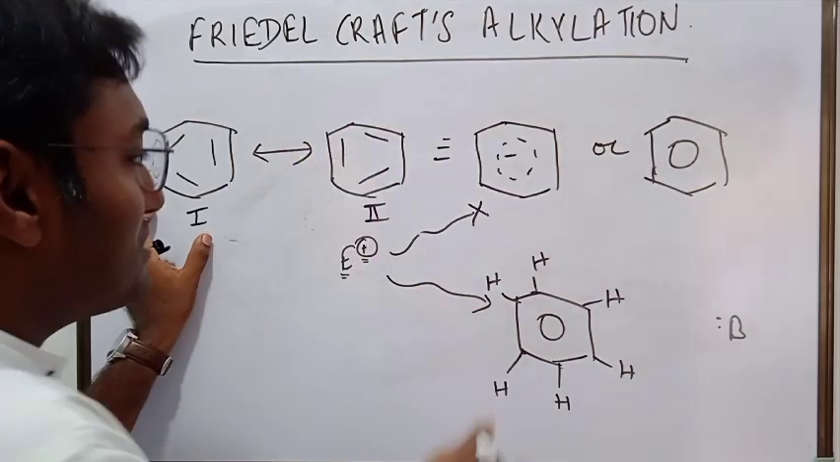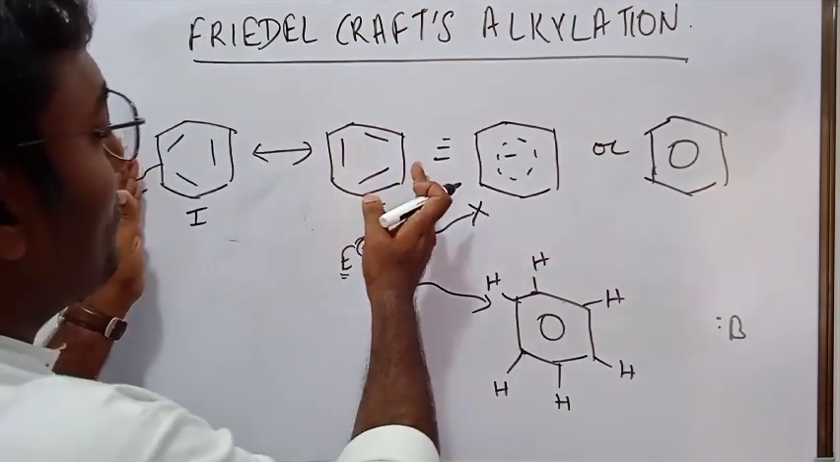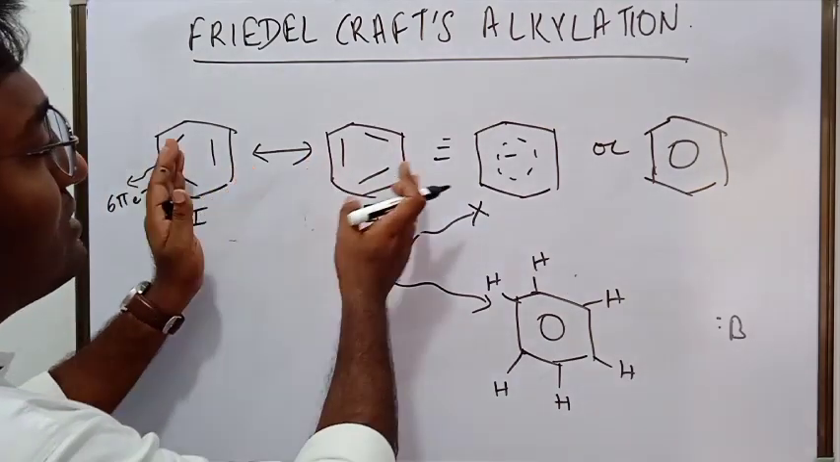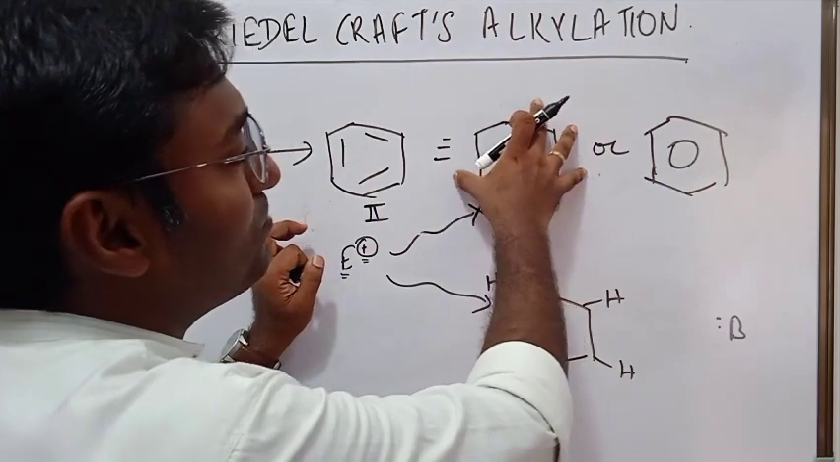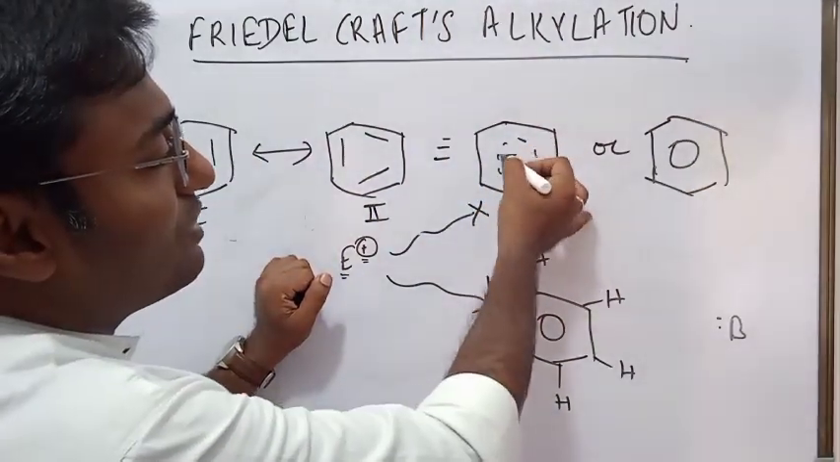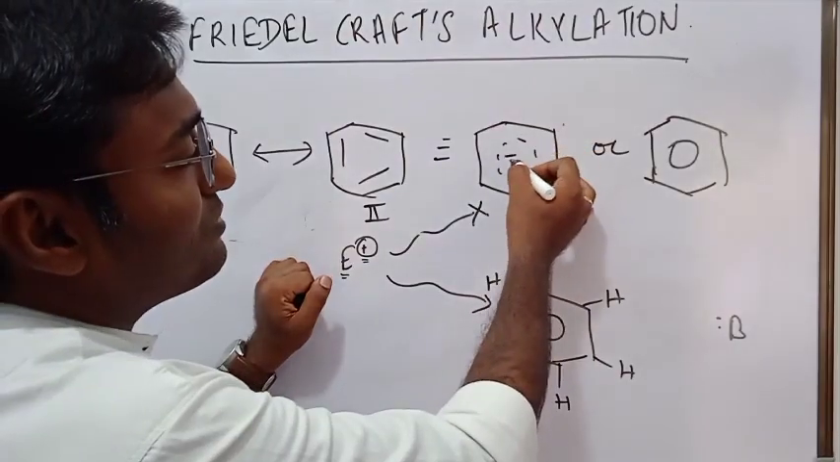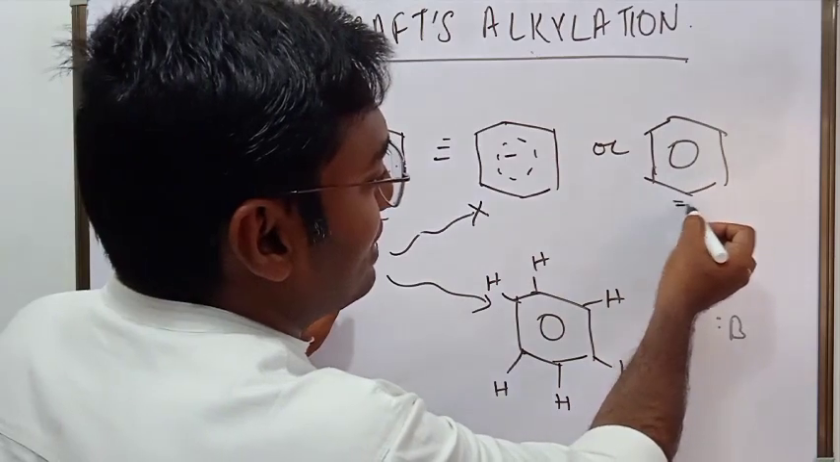So the actual structure of benzene is neither structure 1 nor structure 2. It is a combination of both these structures, and such a combination is referred to as the resonance hybrid structure of benzene. You can see that the electrons are in rotation. So we have represented it like this overall. For simplicity we can write it like this.